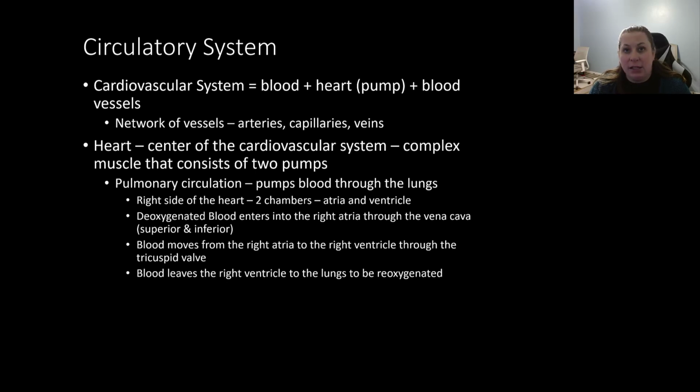Now, the heart is the center of the cardiovascular system. It has complex muscle structure, and it does consist of 2 pumps. The top part of the pumps are the atria. They are going to pump the blood to the bottom part of the heart, so they're pumping the blood down. And the ventricles are then going to pump the blood out of the heart, either to the lungs or the rest of the body. So the right side of your heart is responsible for sending the blood to the lungs.